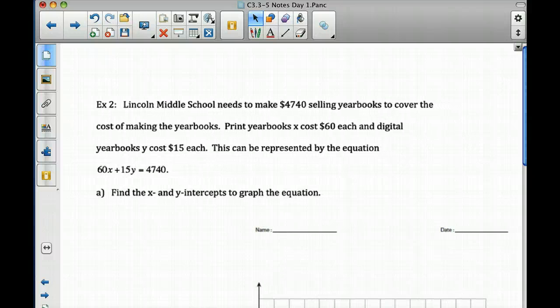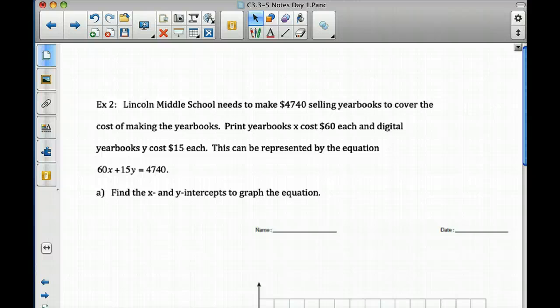Gigi, you want to read it? Yeah. Go ahead, read it loud and proud. Lincoln Middle School needs to make $4,740 selling yearbooks to cover the cost of making the yearbooks. Print yearbooks X cost $60 each, and digital yearbooks Y cost $15 each.